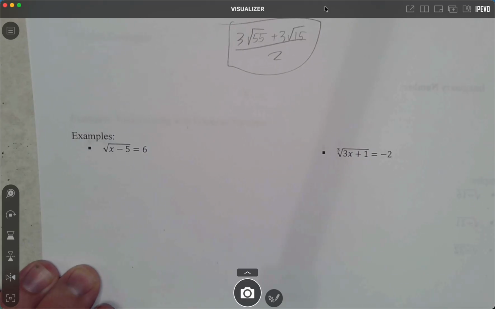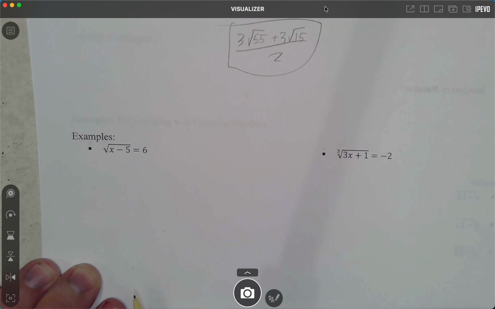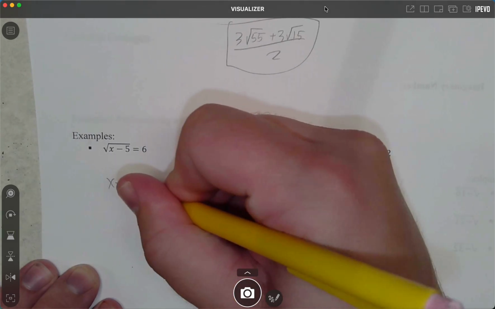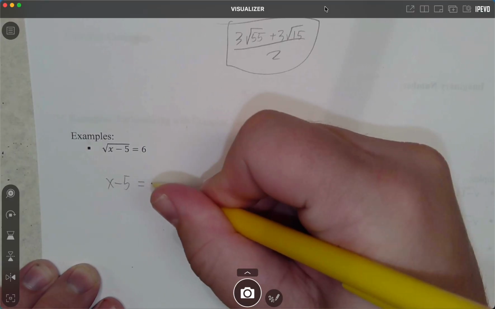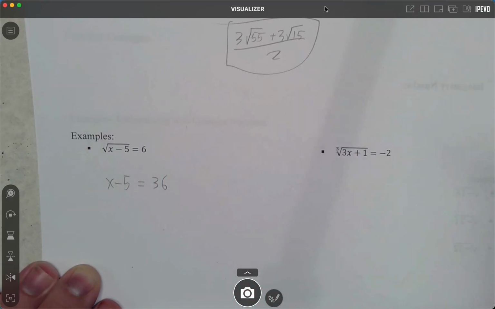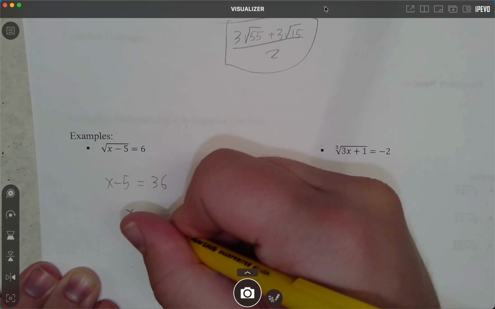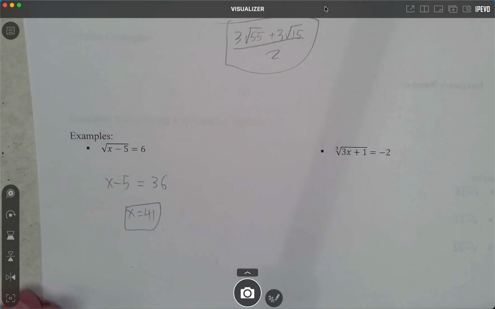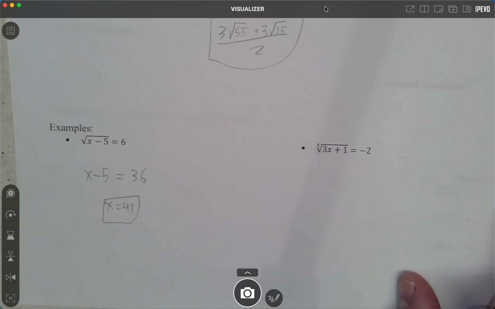Okay, so again, the first step is isolate a root. Well, the root is already isolated, so we're going to square both sides. When I do, squaring a square root cancels, and squaring 6 gets me 36, and so I get x equals 41. Now, for the sake of time, I'm going to skip over this, but you should plug in 41 and prove why that works. You do need to check your work through these problems.